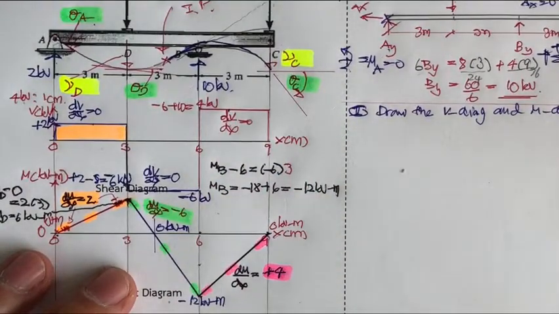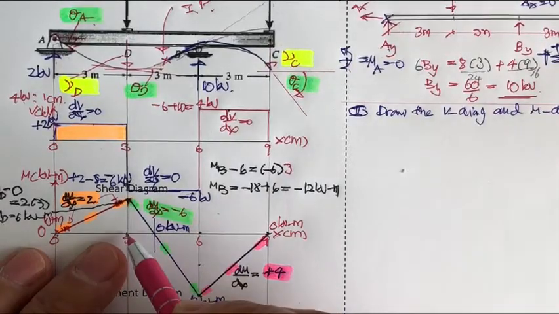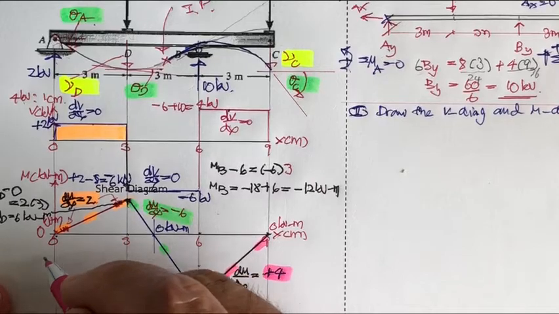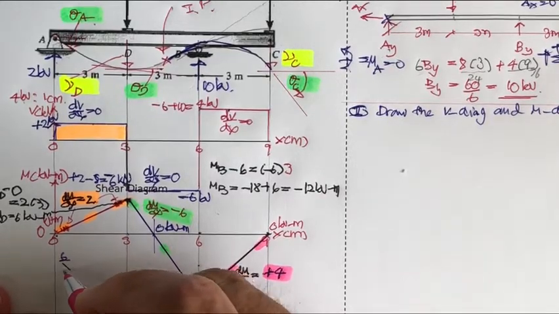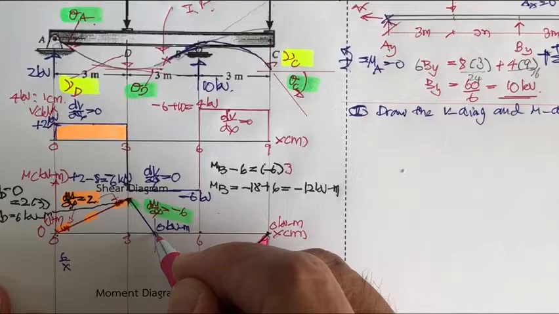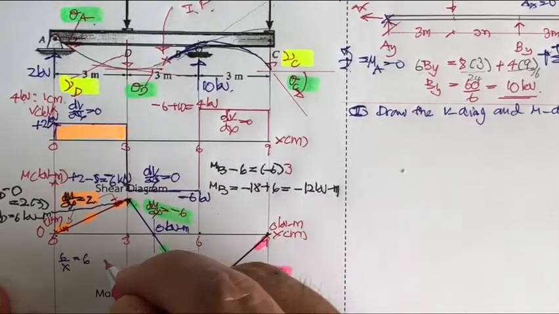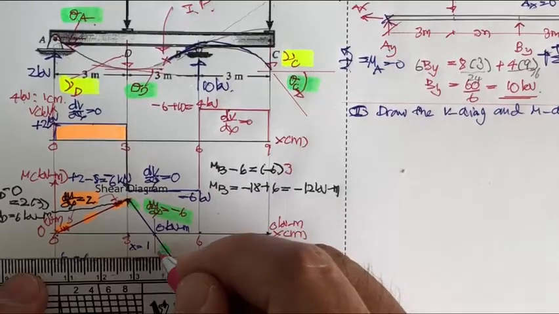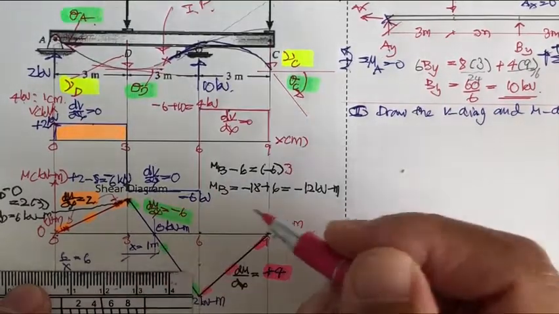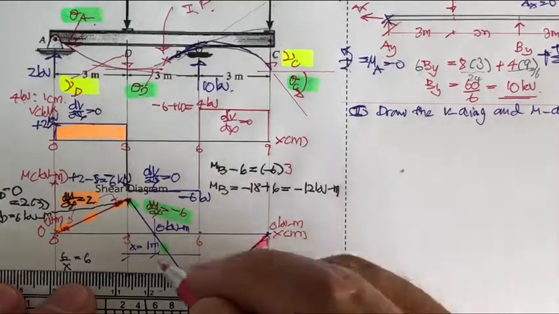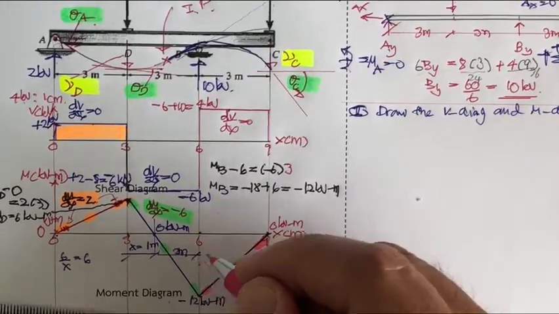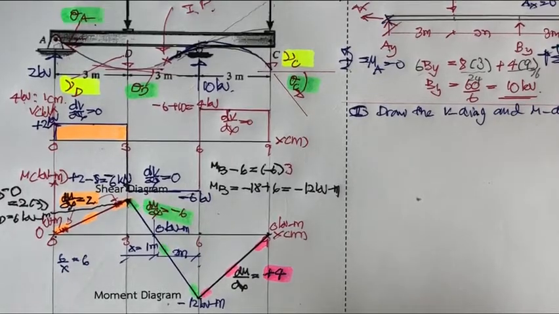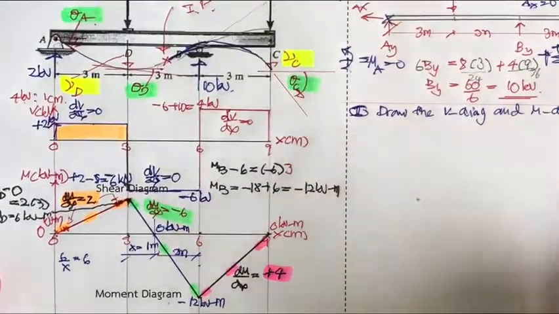So what is this? This is going to be 6 divided by x. So by similar triangle, 6 divided by x, the slope is 6. So we have x equal to 1 meter. So this one is going to be equal to 2 meter. Okay, that is going to be your moment diagram. That is going to finish this one.